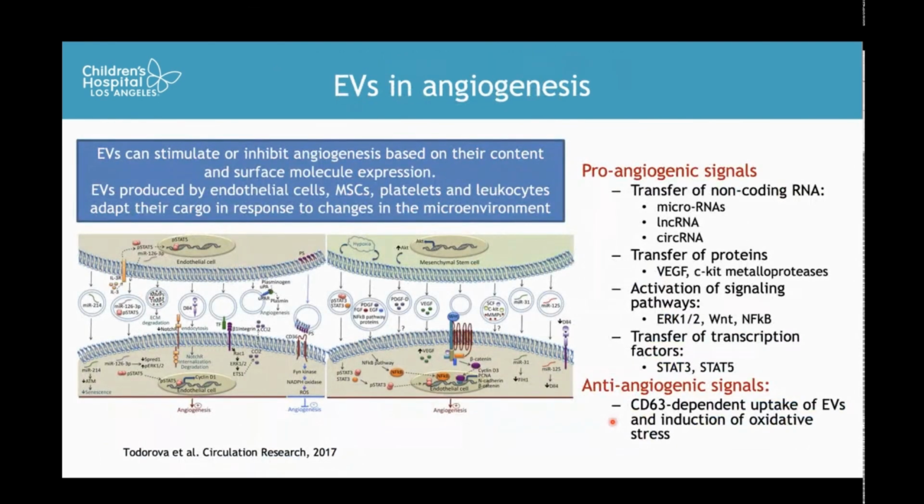EVs also have a profound role in angiogenesis, which is one of the first functions that has been identified. They tend to elicit pro-angiogenic signals based on their contact and the surface molecule expression by transferring nucleic acids like RNA, microRNAs, long non-coding RNAs, and circular RNAs, or transfer of proteins such as VEGF, activation of signaling pathways in the target cells, which are usually endothelial cells, or transfer of transcription factors.